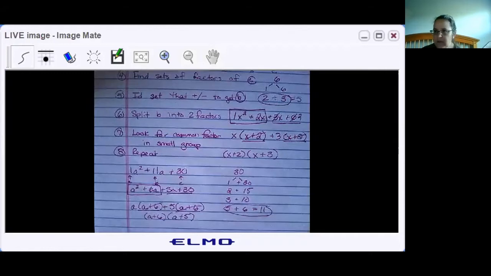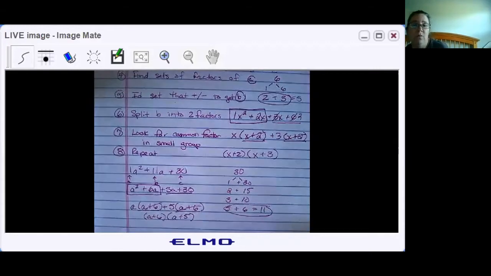Now, are we always lucky enough to have both pieces positive? No, we're not. So we have to look at what happens when we don't have both pieces positive. So let's try another one. Get my handy dandy interactive notebook.